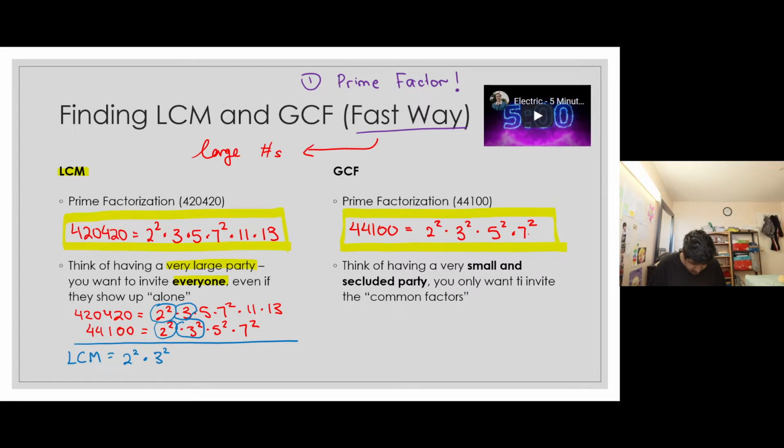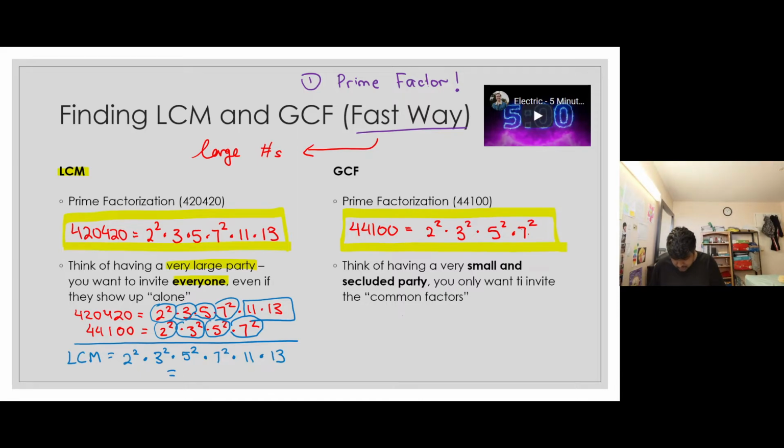And same thing for 5. We have an option of the 5 on the top and a 5 squared on the bottom. So I'm going to go with the 5 squared. Finally, for 7, I have no choice. I have either 7 squared or another 7 squared. So I choose my 7 squared. But now we have a choice here with this 11 and 13. They basically show up alone to this party. But remember, this is an inclusive time. You want to include everyone at this party. So you just multiply by 11 and multiply by 13. And that's our LCM.